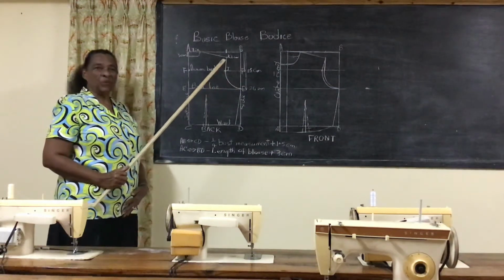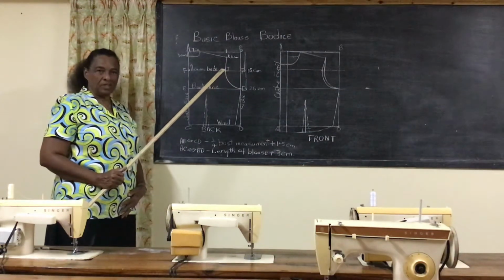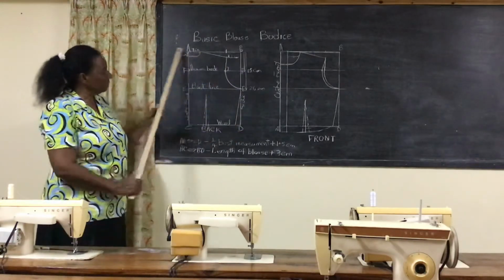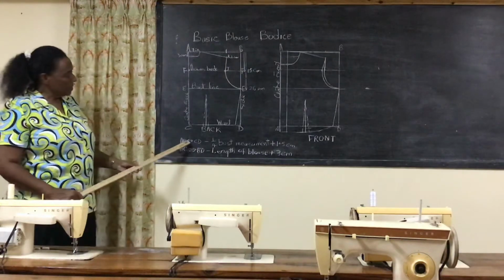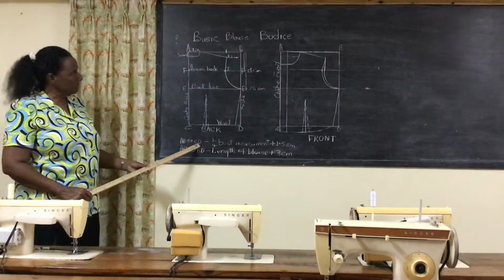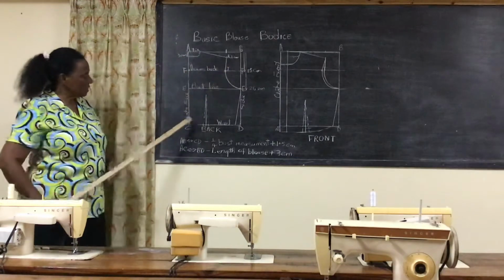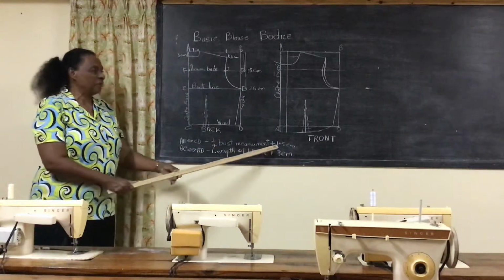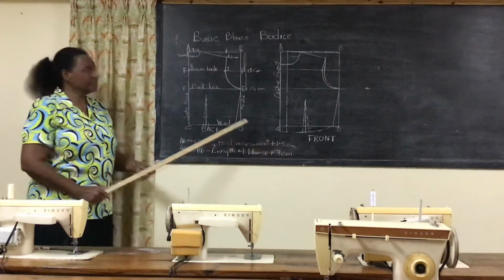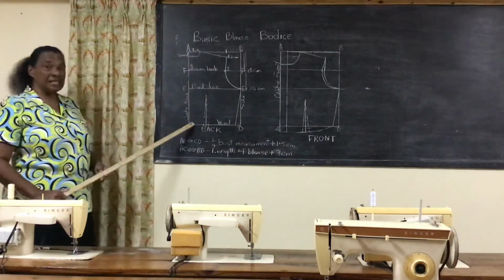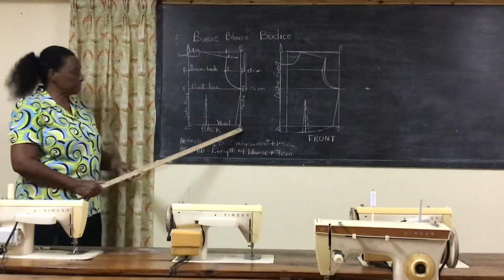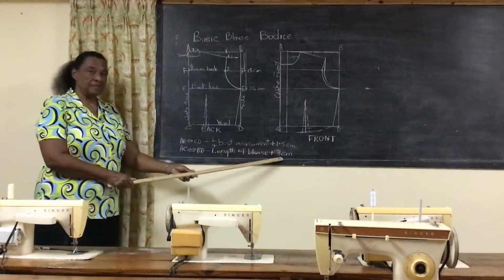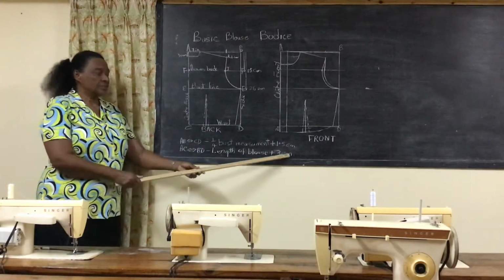In this session, we will do the basic blouse bodice. On the board, I have the drawing for you already. AB and CD is a quarter of the bust measurement plus 1.5 centimeters. AC and BD is the length of the blouse back plus 3 centimeters. These are your seam allowances.